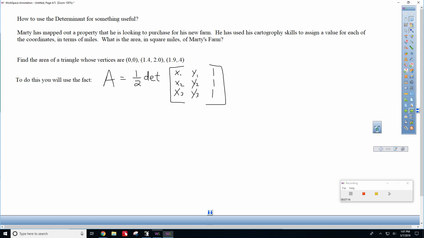So one thing you can do with determinants is you can find the area of triangles. So Marty's mapped out a property he's looking to purchase for his new farm. He's going to assign values for the coordinates. So let's just sketch a picture of this. Very wisely, Marty has called one of the points 0, 0. And then the property goes 1.4 miles in this direction and 2 miles in that direction. So we've called that 1.4, comma 2. And this is 1.9, comma 4, way up here.